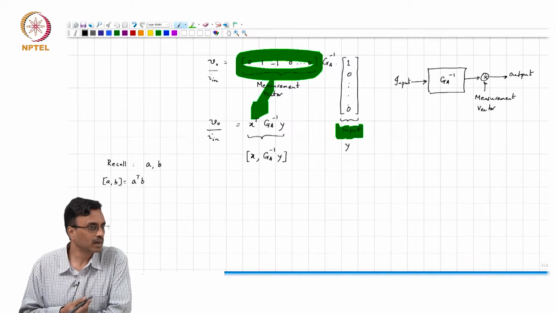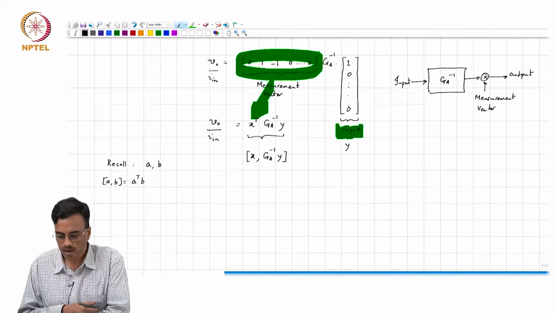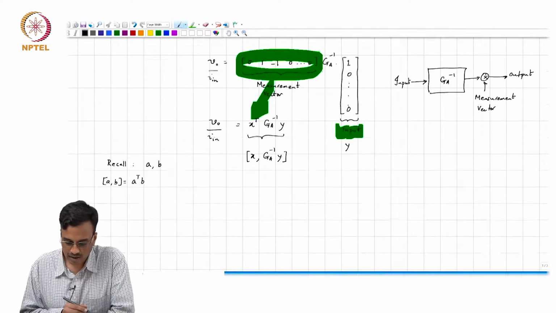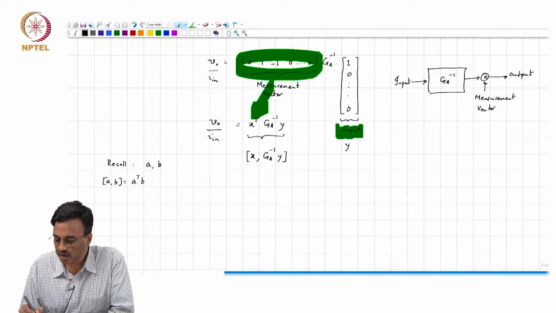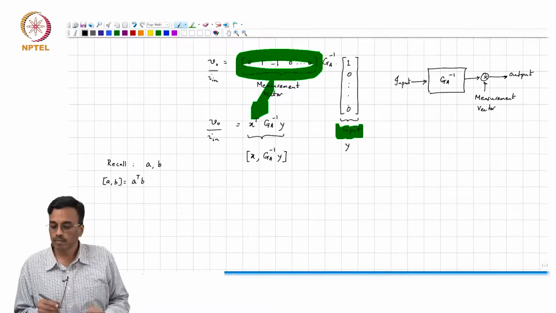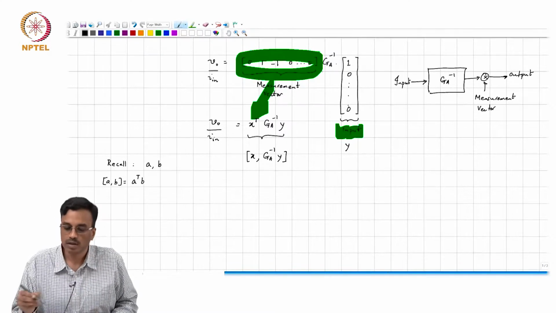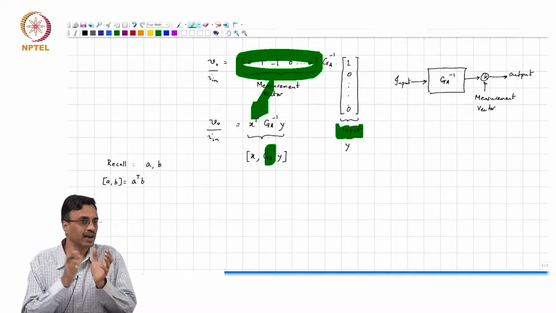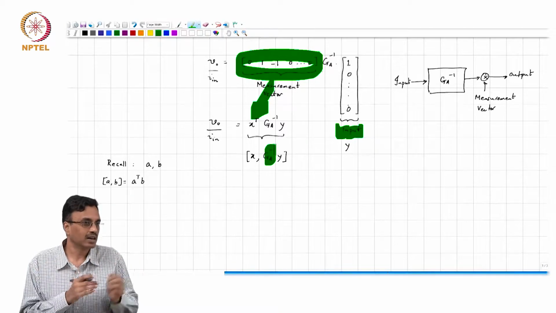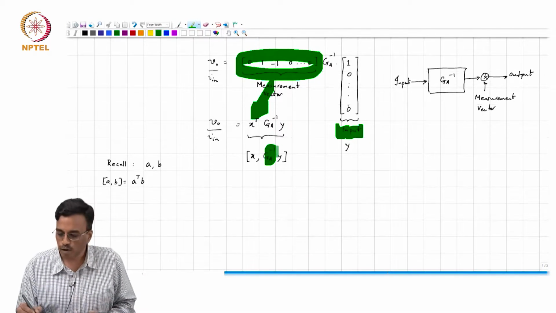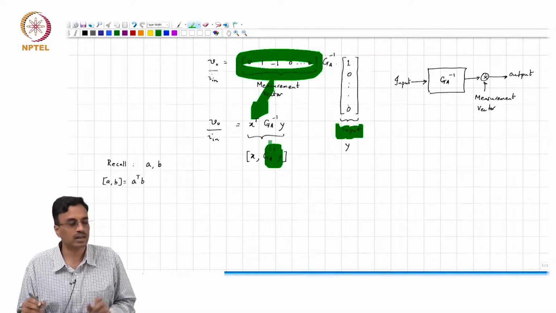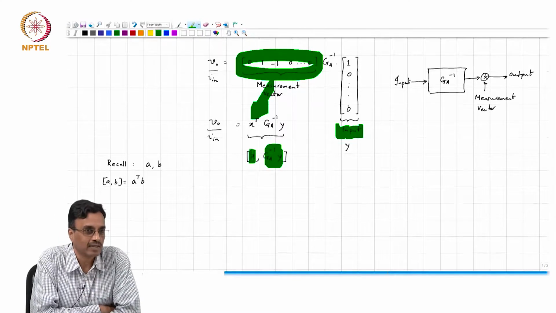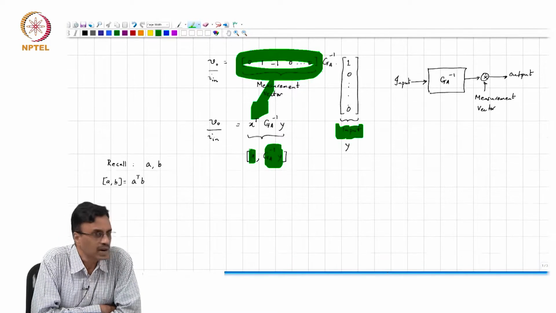Does it make sense, people? All right. And so you can think of it as the following. You have a vector Y on which the matrix G_A inverse is operating, and the result is another vector, and you are finding the dot product of that vector, G_A inverse times Y, with X. X corresponds to the measurement, Y corresponds to the input.